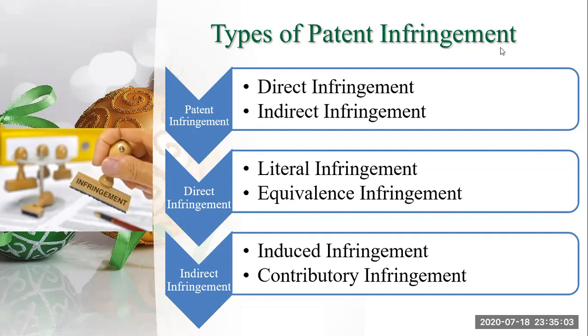There is the word direct. That means whenever anyone infringes a product directly or willingly, it is called direct infringement. And whenever anyone infringes a product not directly, but with some process or with the help of a third party, then we say that it is an indirect infringement. Again, we divide infringement into types: direct infringement can be literal and equivalent, and indirect can be induced and contributory.